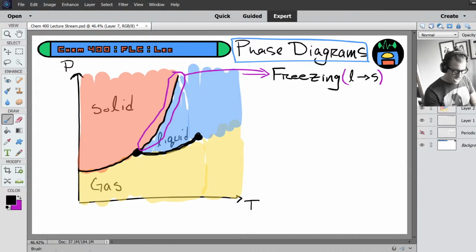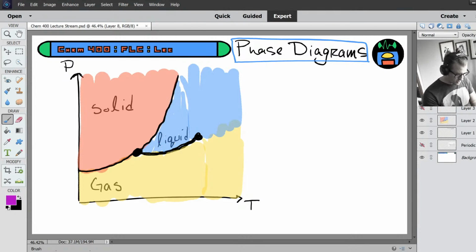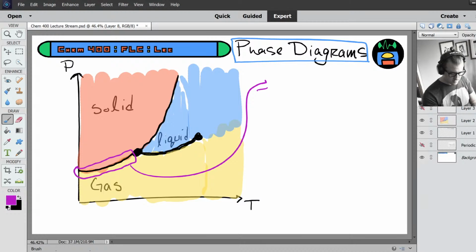All right, and it represents the transition of melting, which is a transition where a solid becomes a liquid. That exact border represents the transitions freezing and melting. All right, this transition, this border right here, between solids and gases, this represents the transitions of sublimation.